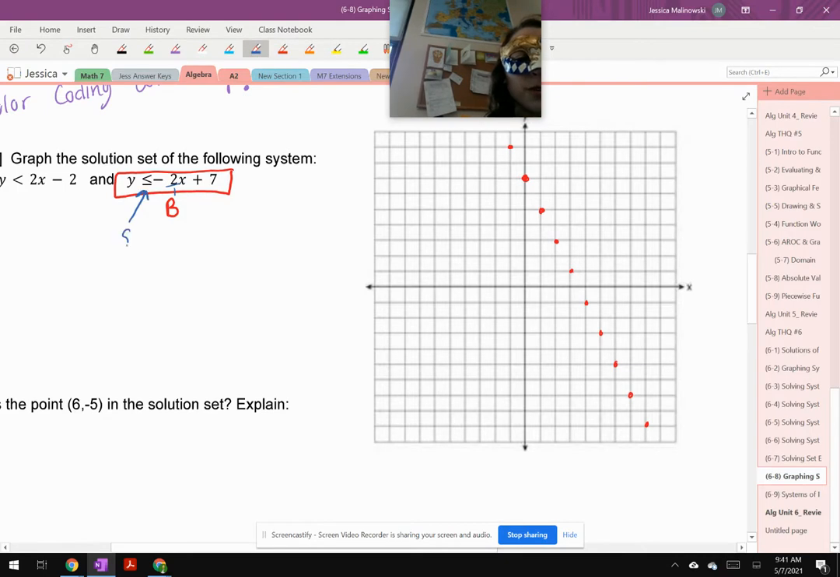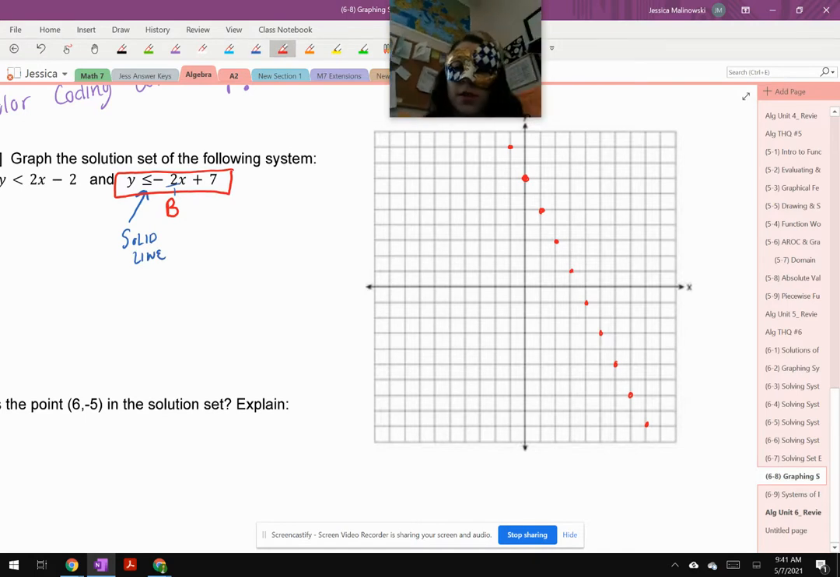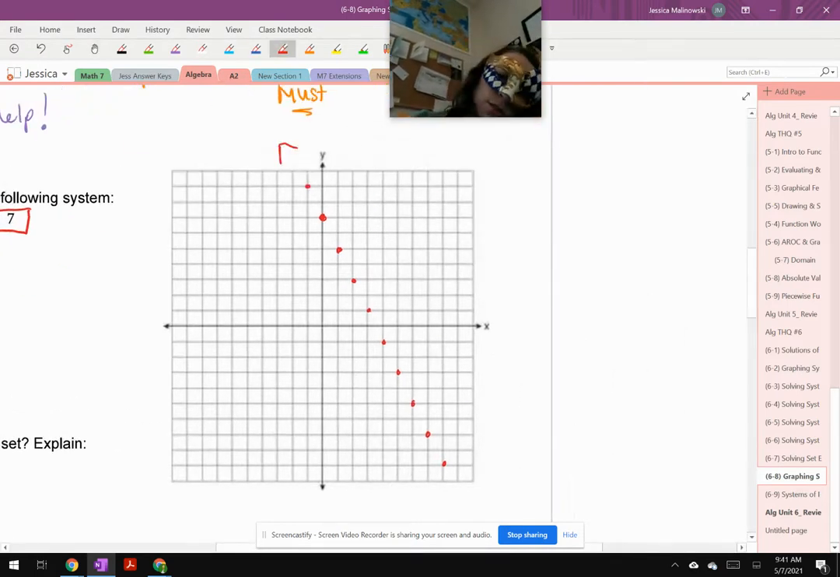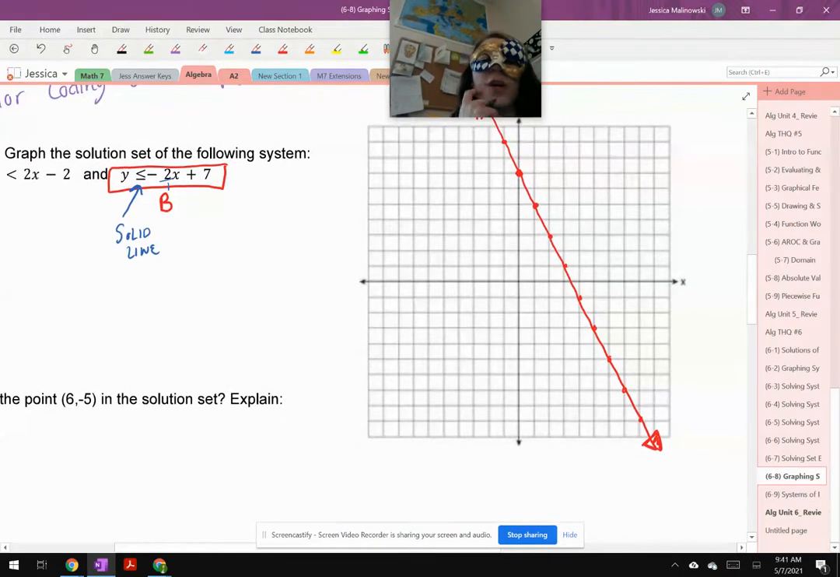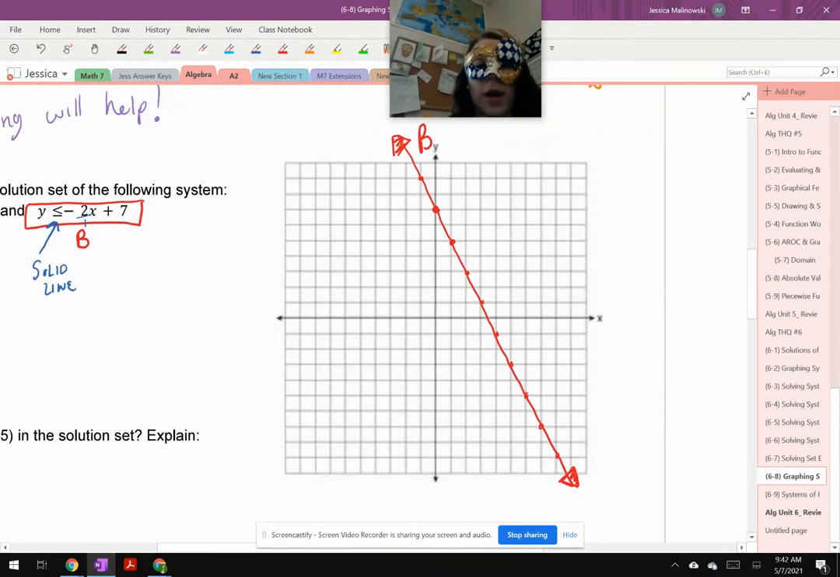Because I have an "or equal to," I'm going to be getting a solid line. That's what that tells me. So make sure you are using a ruler to make nice, straight, beautiful lines. I'll label this B. And now I've got to do my shading. That inequality reads less than or equal to. So where on my graph do the y's get less than this line? That would be underneath it.